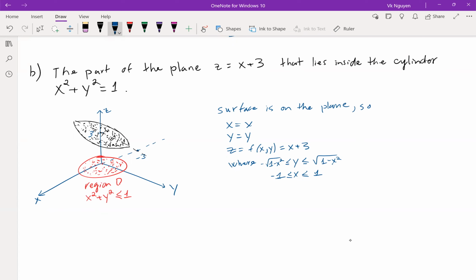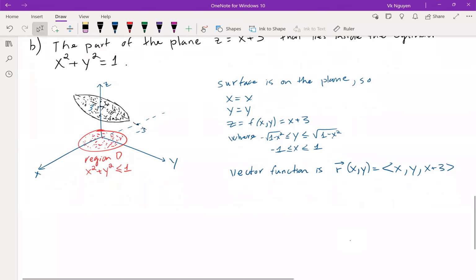That is how we would parametrize. So the vector function here is just r of x, y is equal to x, y, and then z is x plus 3. Okay, so that's the vector function.